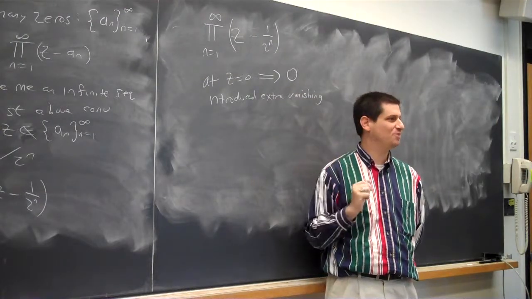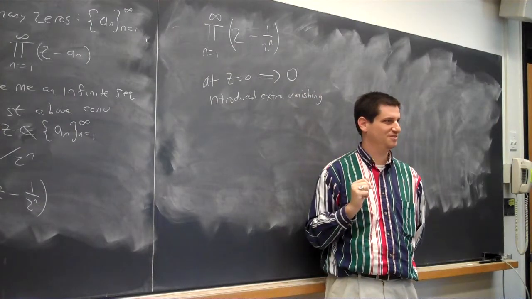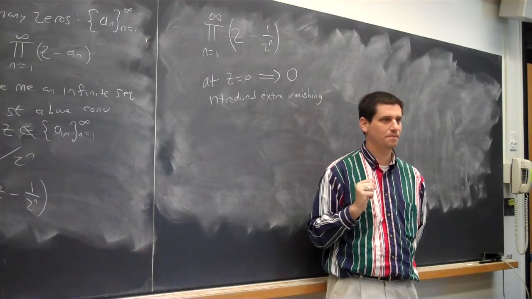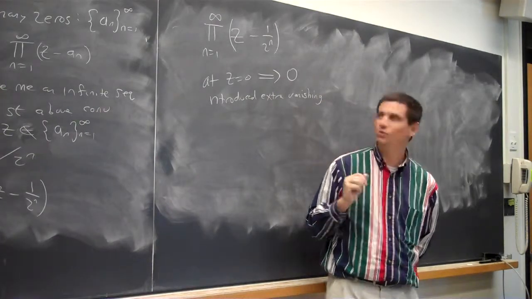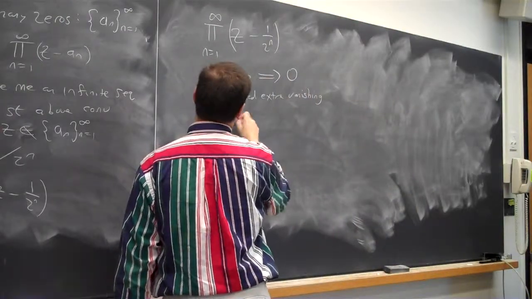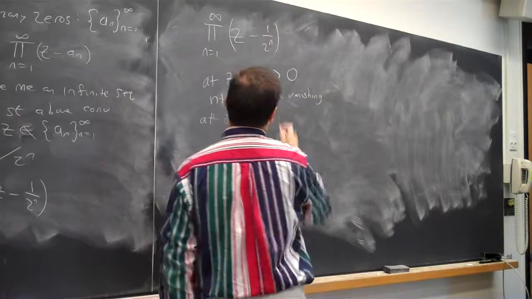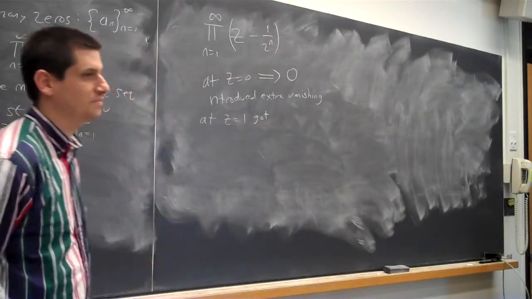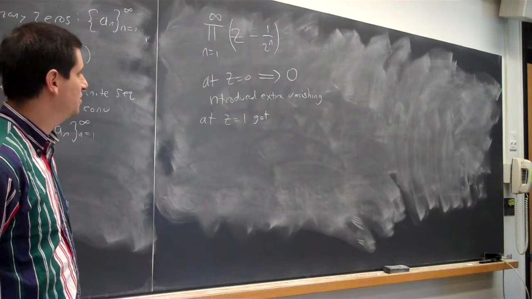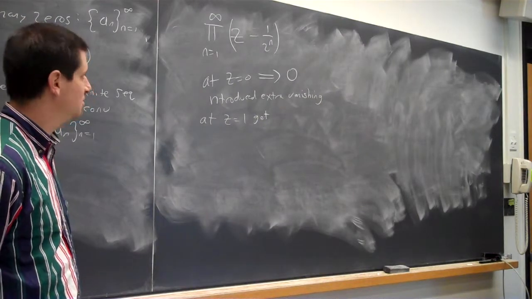Can anybody give me another point where this converges? 1. It will converge at 1. At z equals 1. That's one of the a's. I'm sorry? That's one of the a's. Alright, so let's take something else.